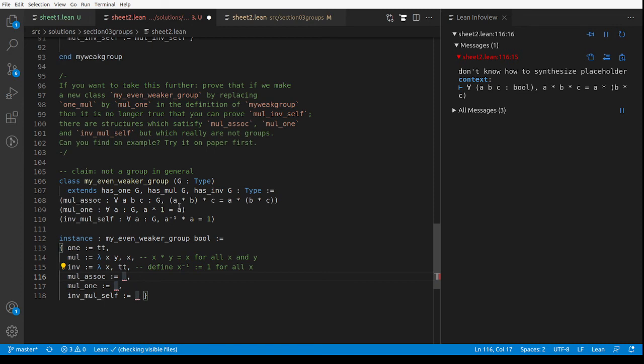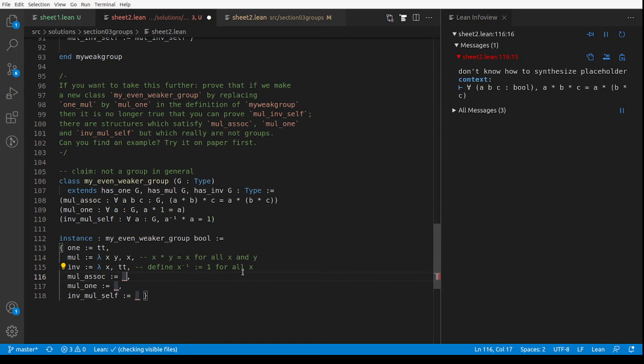x times y is x, so a times b times c is a times c, which is a, and a times (b times c) is also a. So that's going to be true. And mul_one, a times 1 is a. That's true because a times b is always a. And inv_mul_self is true because I've defined a inverse to be 1, and so a inverse times a is 1 times a, which is 1. So you can see all the axioms are true.